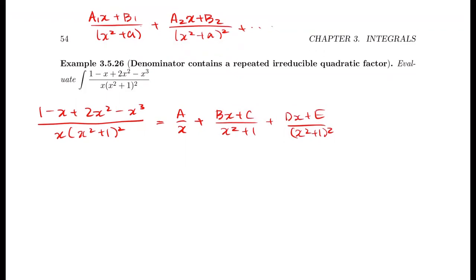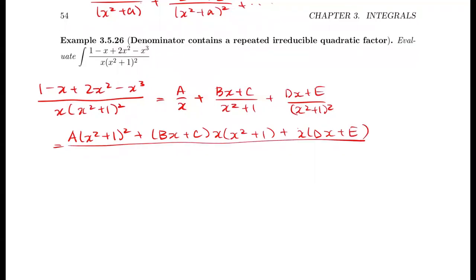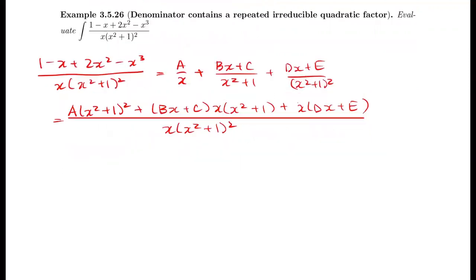All right, so same thing here. We would just have to compare the coefficients. So let's find the common denominator. For the first term, we will have a times x squared plus 1, squared. For the second term, we would have bx plus c times x squared plus 1. And as for the third one, we would have x multiplied by dx plus e. All of this is divided by x times x squared plus 1, squared.